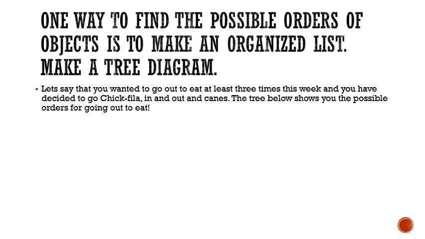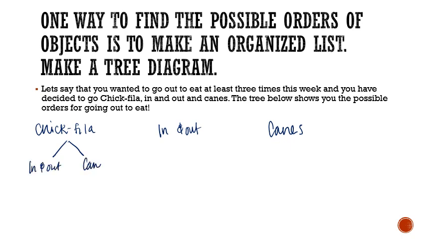You could start off by going to Chick-fil-A. You could also start off by going to In-N-Out, and you could start by going to Cane's. Then afterwards, for Chick-fil-A, you have 2 other choices, In-N-Out and Cane's. For In-N-Out, you have Chick-fil-A and Cane's, and then for Cane's, you have In-N-Out and Chick-fil-A.